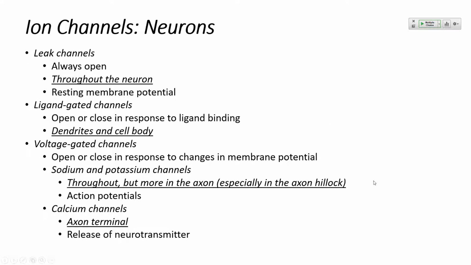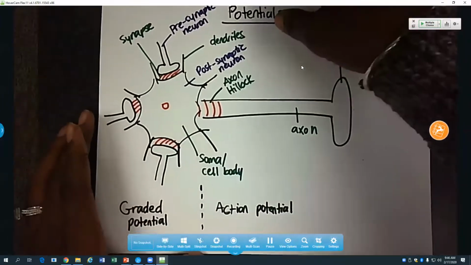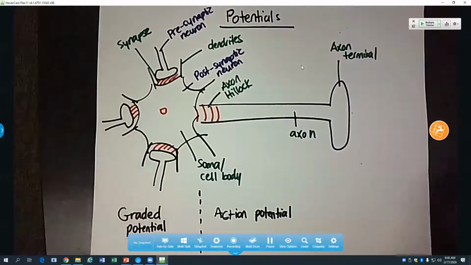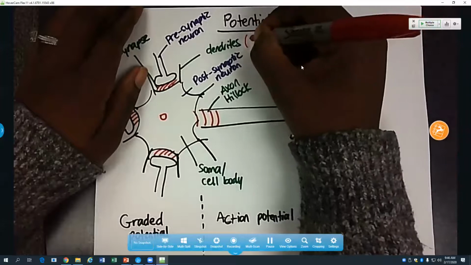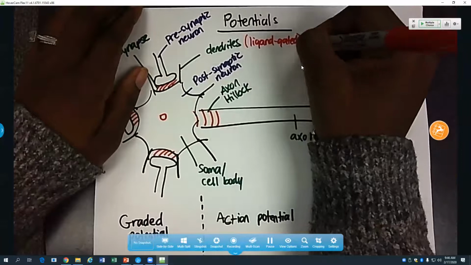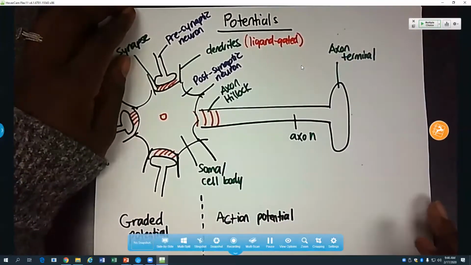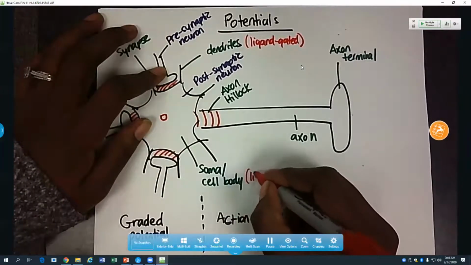Okay, so let's go back to this drawing here and just point out where those concentrations of channels were. We said at the dendrites we had mainly ligand-gated channels. And these are going to have to be bound by some specific molecule in order to open up. We have those at the dendrites as well as at the soma. These are also ligand-gated.